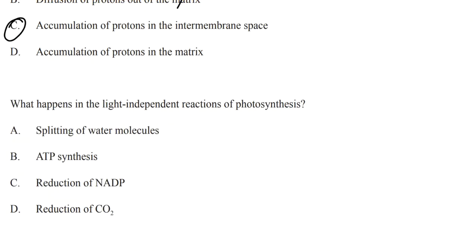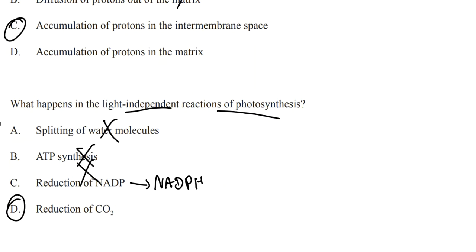What happens in the light-independent reactions of photosynthesis? This is the Calvin cycle. ATP is not synthesized. Water molecules are not produced. Reduction of CO2. I believe reduction of NADP would mean NADPH is formed, but I'm pretty sure NADP reduction to NADPH happens in the light-dependent reaction. So this is not it. D must be the correct answer.